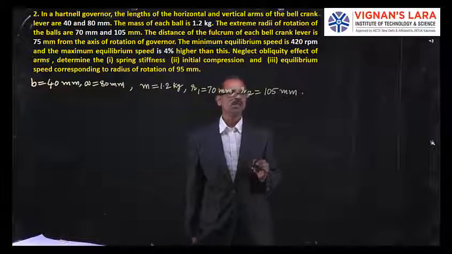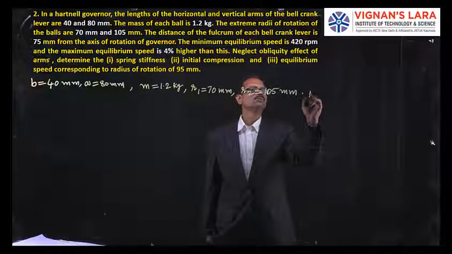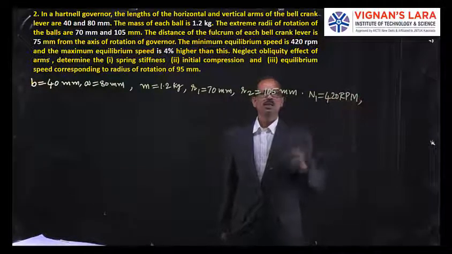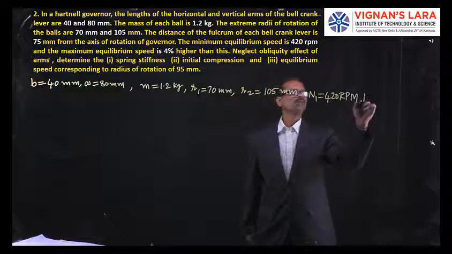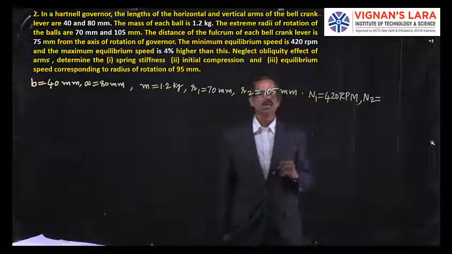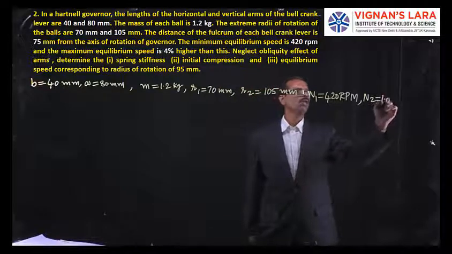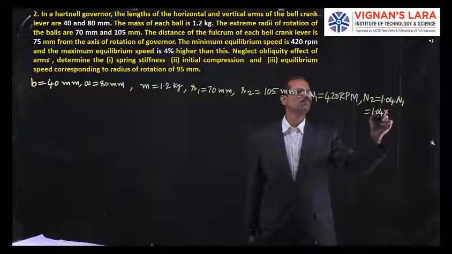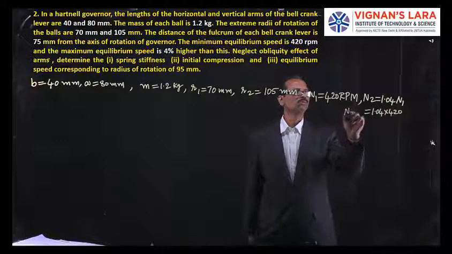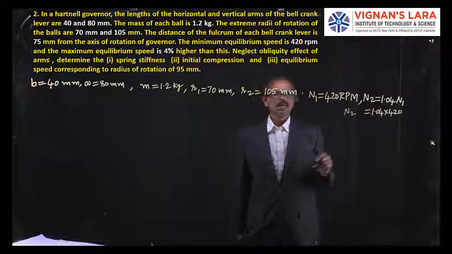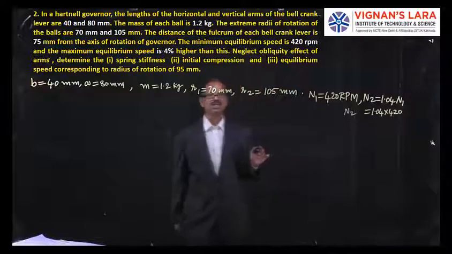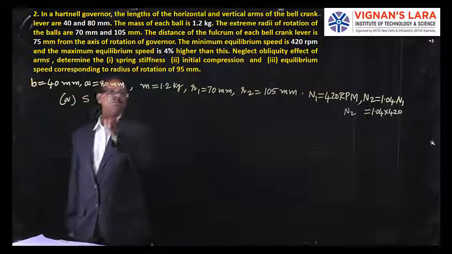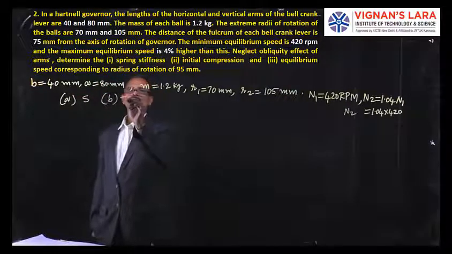Then the minimum equilibrium speed N1 is 420 RPM. And the maximum equilibrium speed N2 is 4% higher than this. That means 1.04 times N1. You can write 1.04 times 420; that is N2. Then neglect the obliquity effect of the arms. Determine the spring stiffness: in part (a), you are supposed to find the spring stiffness. Then in part (b), the initial compression.